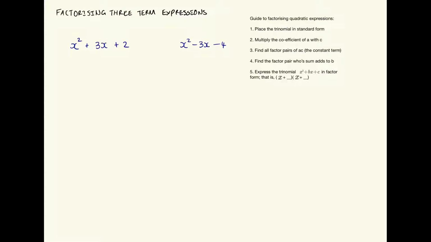Now we're going to look at factorising three-term expressions. When we have a three-term expression where the highest power is a 2, so squared, we call this a quadratic. So both of our three-term expressions that we're going to try and factorise today are called quadratics or quadratic expressions.